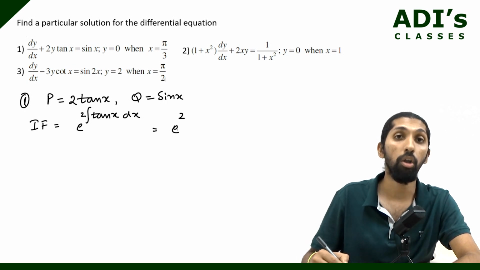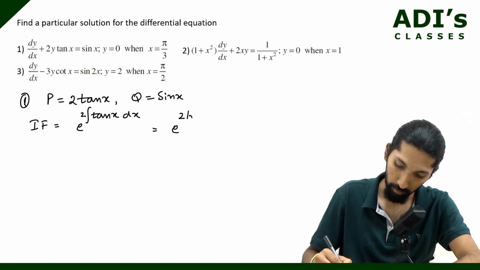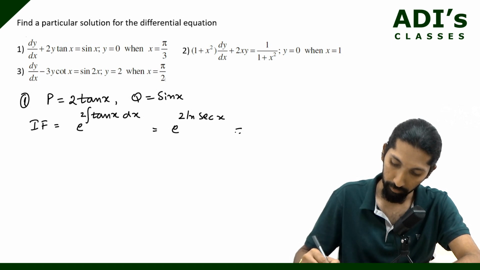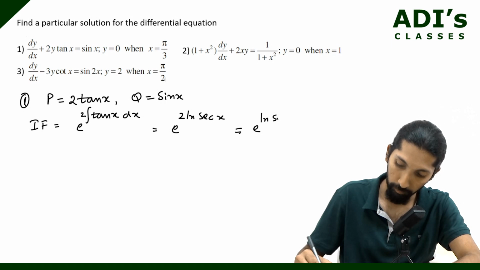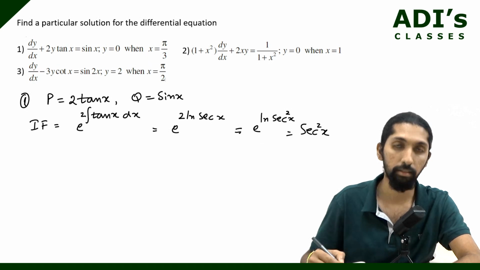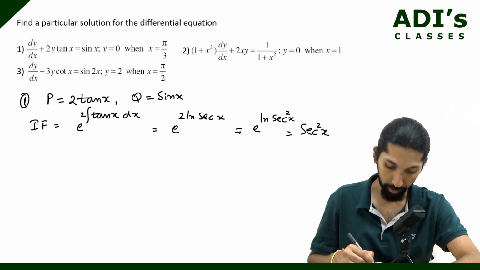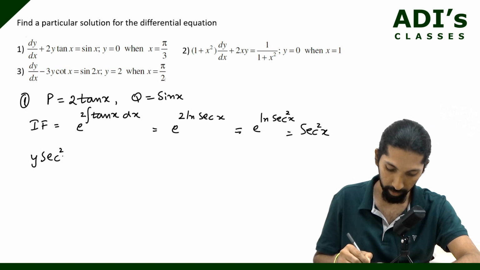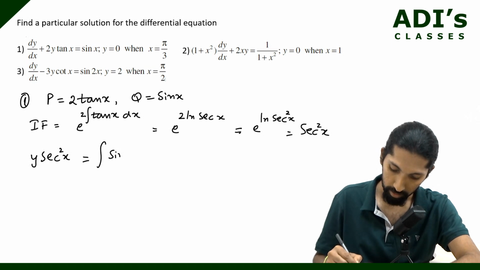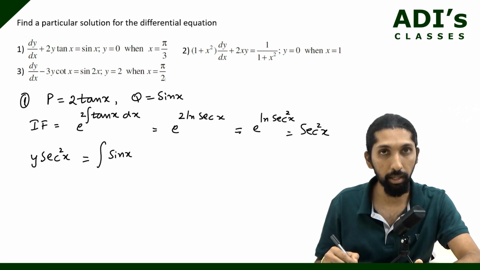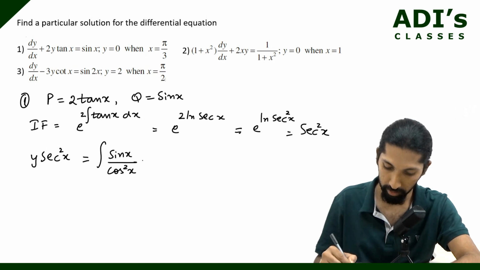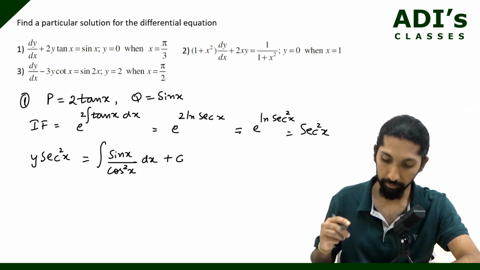See, what is integral of tan x? Log of secant x, correct? e to the power 2 log of secant x, or this is going to be e to the power log of secant square x, or just secant square x. Right? Now we are going to write y into secant square x is equal to integral of sin x divided by cos square x, correct? You can write it that way. Sin x by cos square x dx plus c.